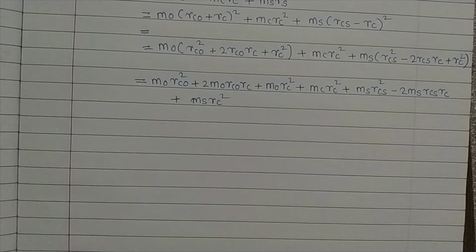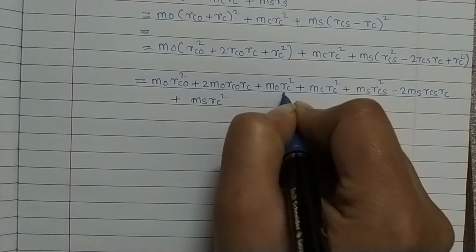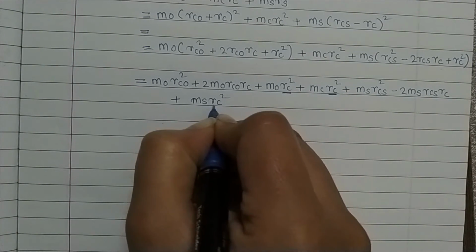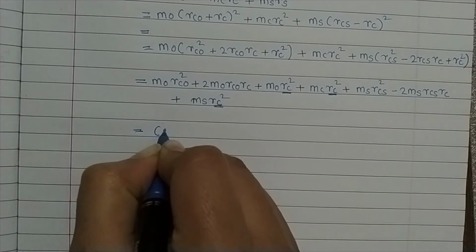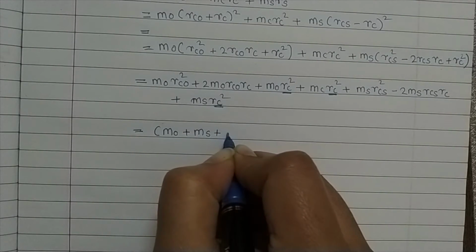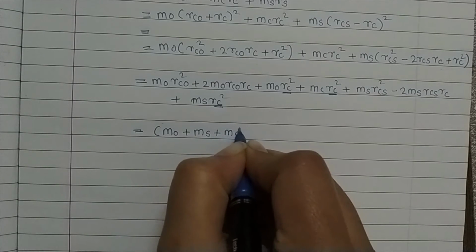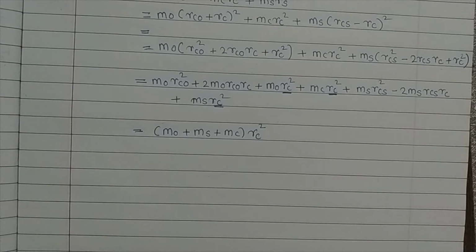Okay. So now what we will do? We will take the terms having RC square common. This term will come common. So what is there? MO plus MS plus MC into bracket RC square.